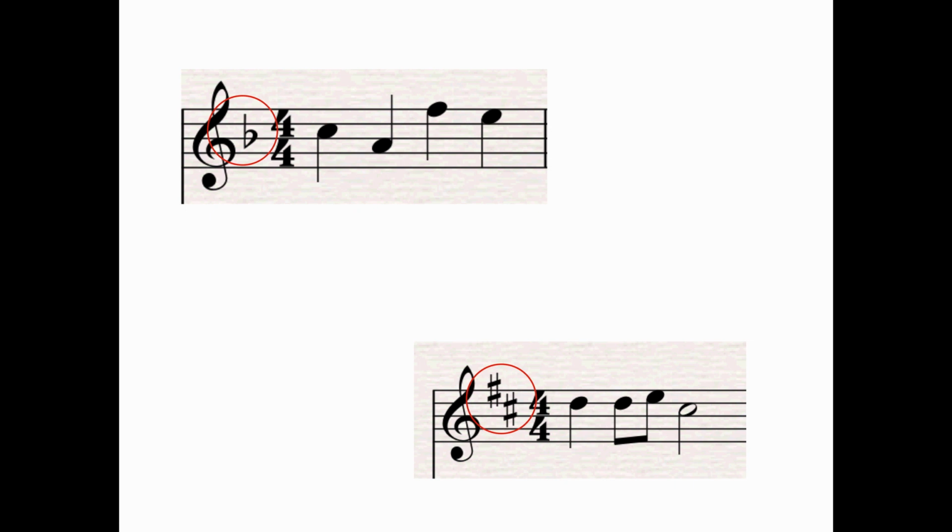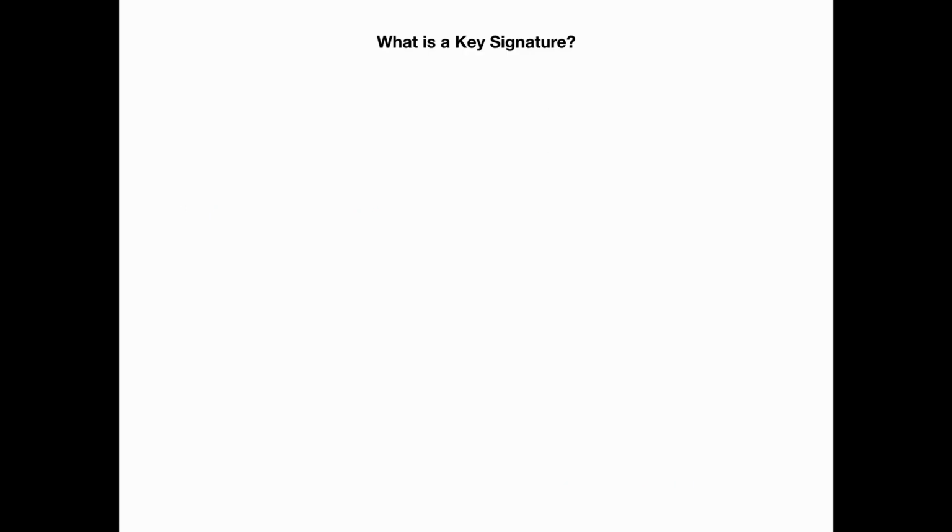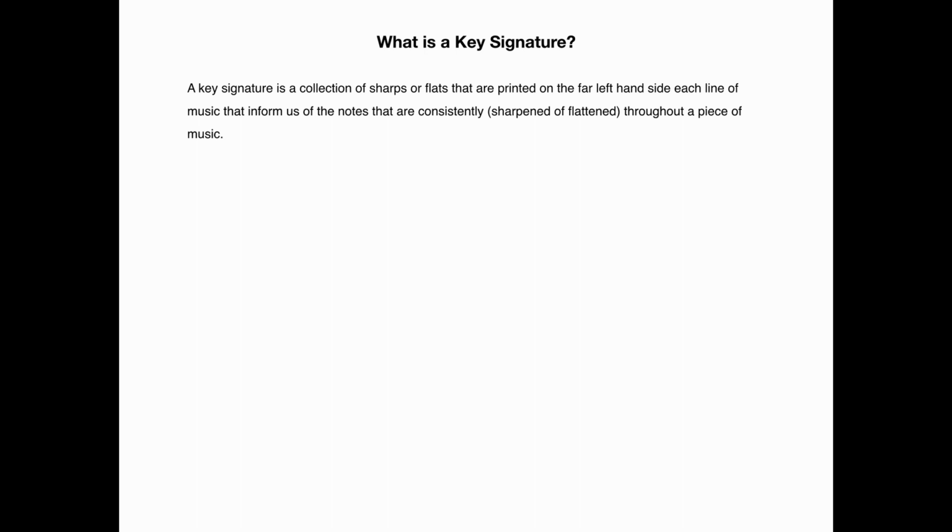So what is a key signature? Why do we use them? And what does it really mean for us sitting down to play a piece of music? A key signature is a collection of sharps and flats that are printed on the far left hand side of each line of music that inform us of the notes that are consistently sharpened or flattened throughout a piece of music.